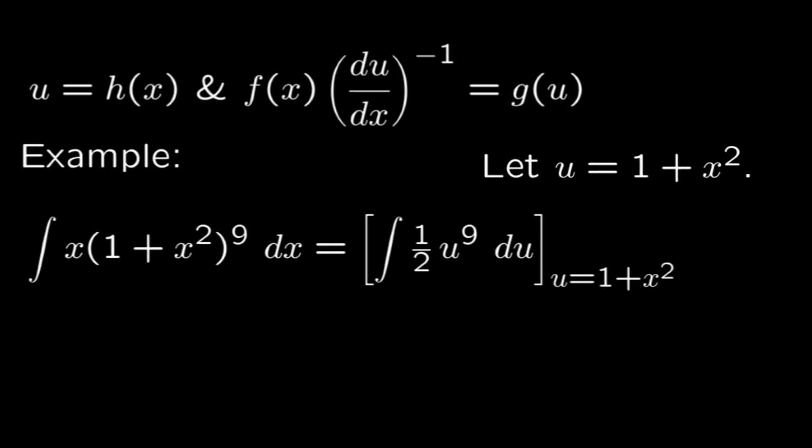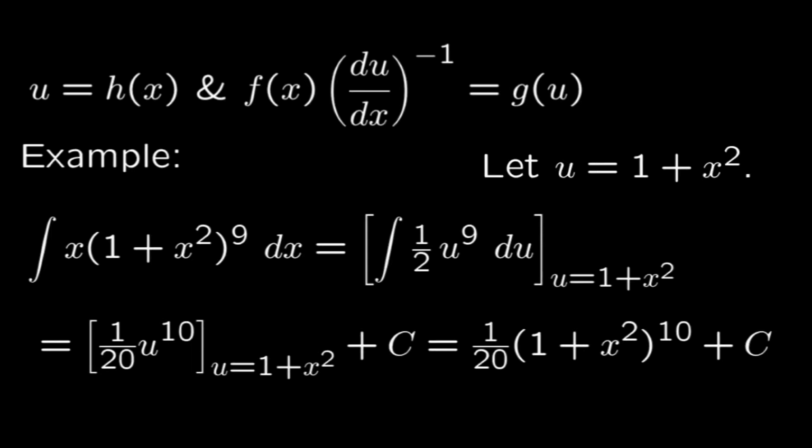If we directly apply the theorem, the dx integral switches to the du integral as shown in the middle of the video. The bracket is a reminder that we should integrate with respect to u first. Probably you can compute an antiderivative of 1 over 2 times u to the 9th. Please take 15 seconds to do an exercise of computing this antiderivative in u. One over 20 times u to the 10th is an antiderivative. The last bit is to simply substitute 1 plus x squared back into u.